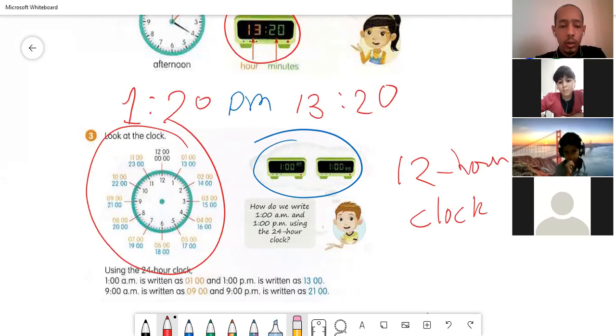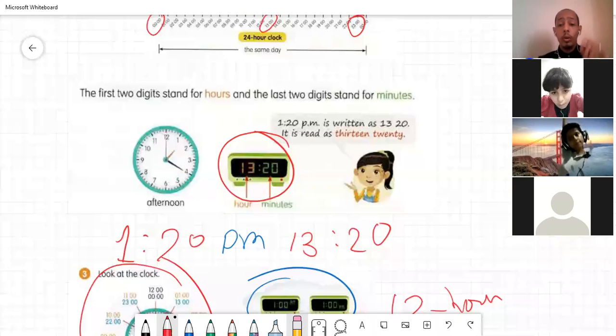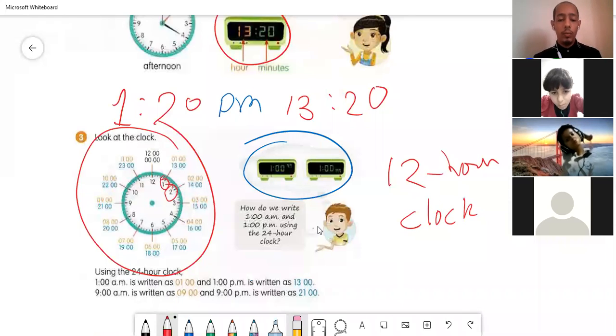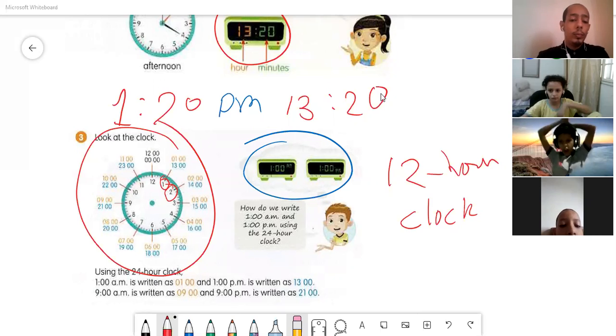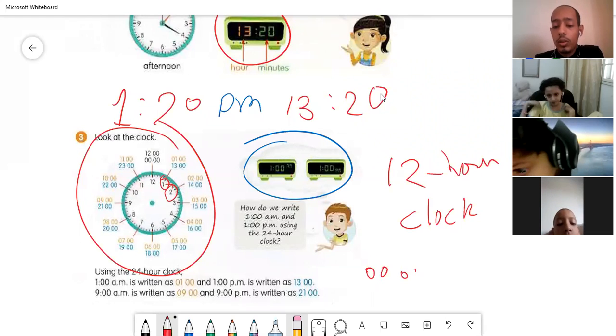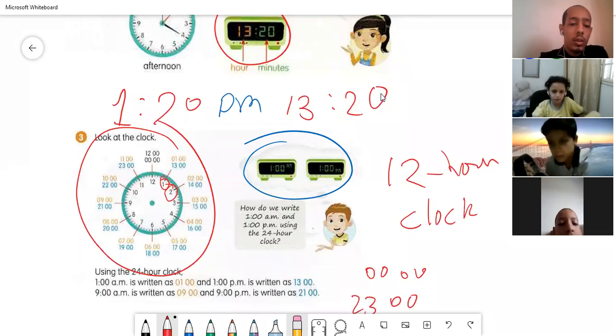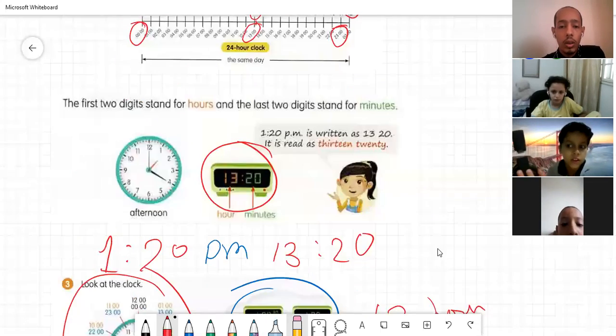With the 12-hour clock, we say it is 1 a.m. or p.m., 2 a.m. or p.m., right? Easily we can say it according to this timeline. But what about the 24-hour? We have from 00 until 24, right? 0000 until 2300. So how can we know from these numbers what the time is?